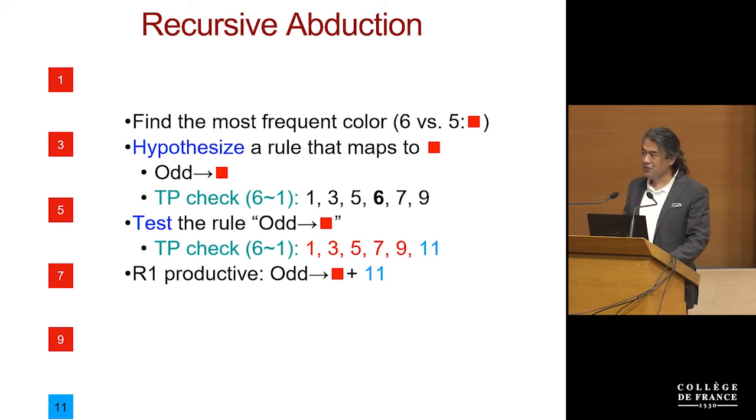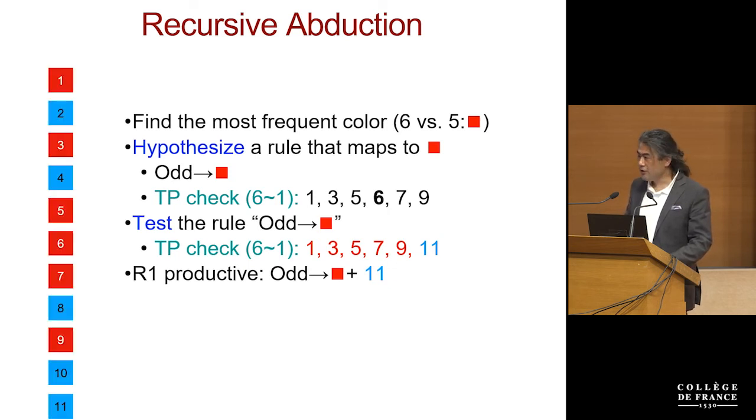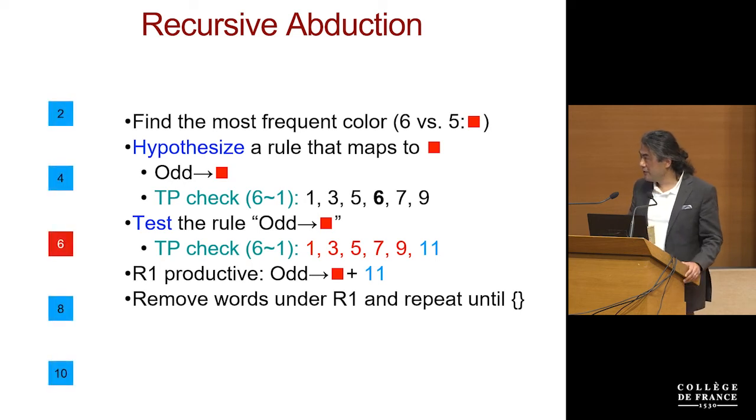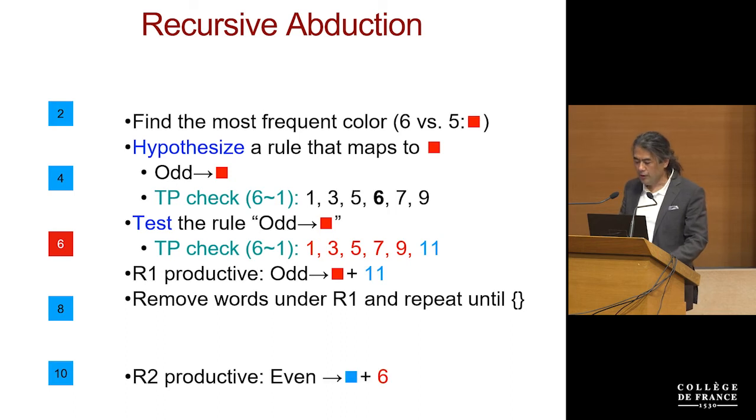Then, since these words are handled by a productive rule with a tolerable number of exceptions, they're removed from the data, then the search continues. Okay, now you only have those guys left. Again, you check that it's easy to see. You can get a rule that even numbers are mapped to blue, but you have to memorize 6.